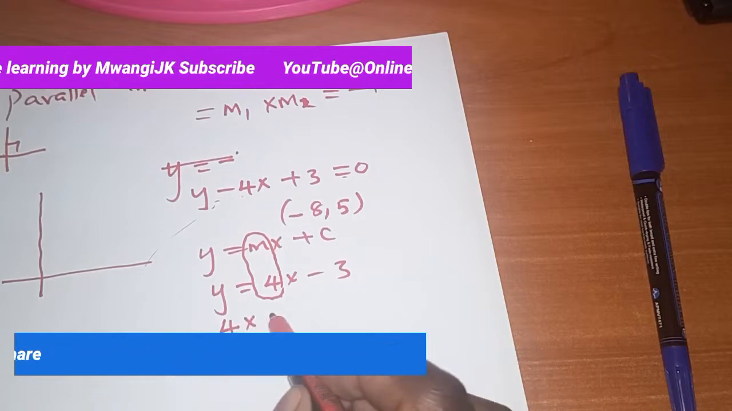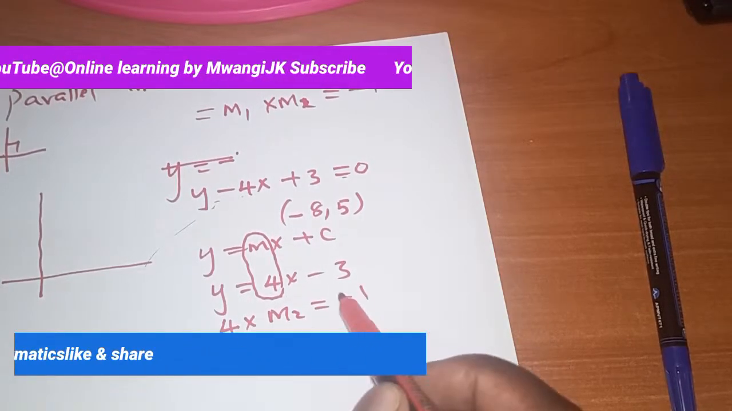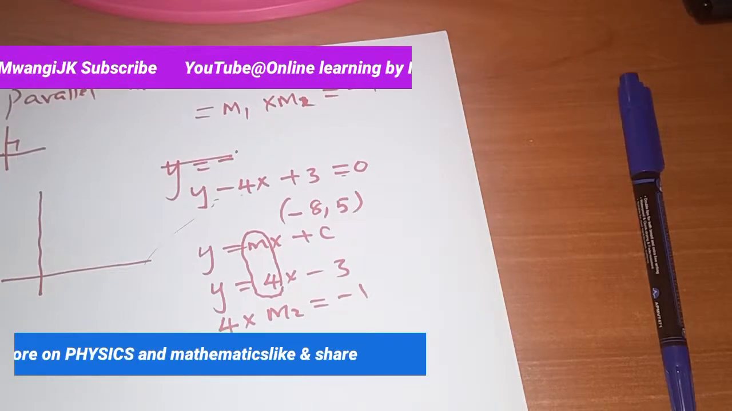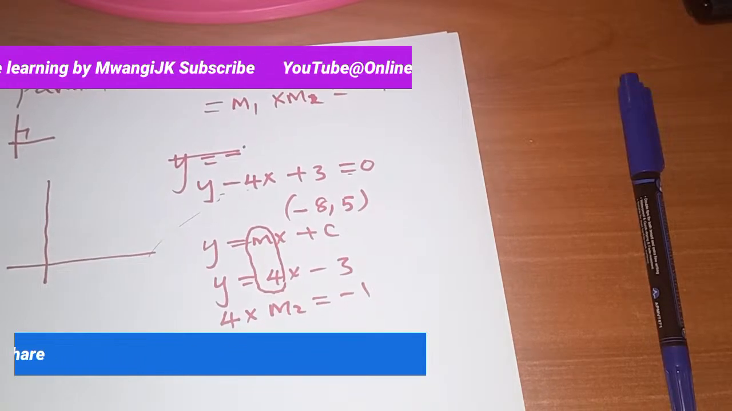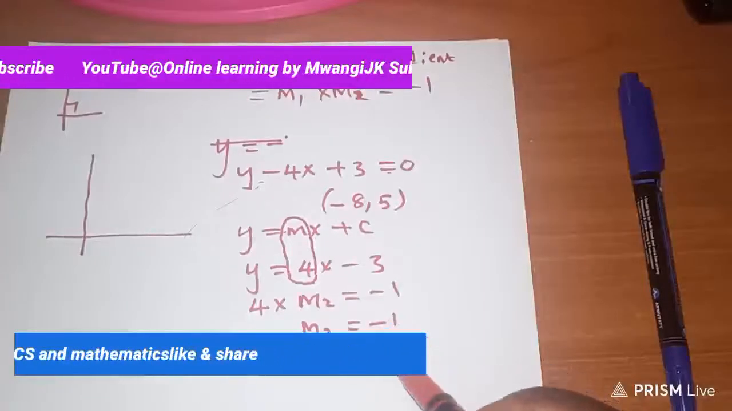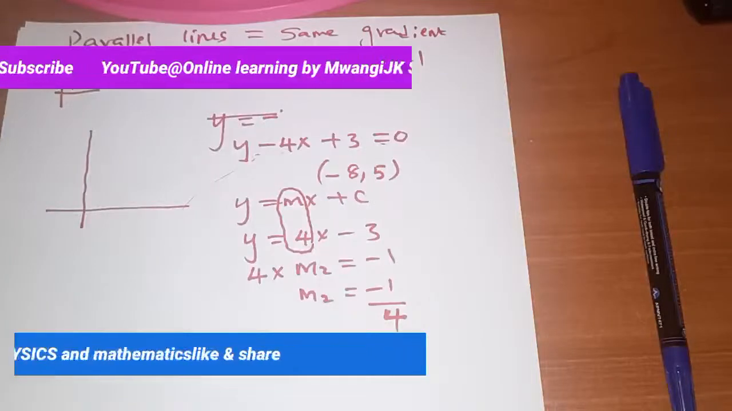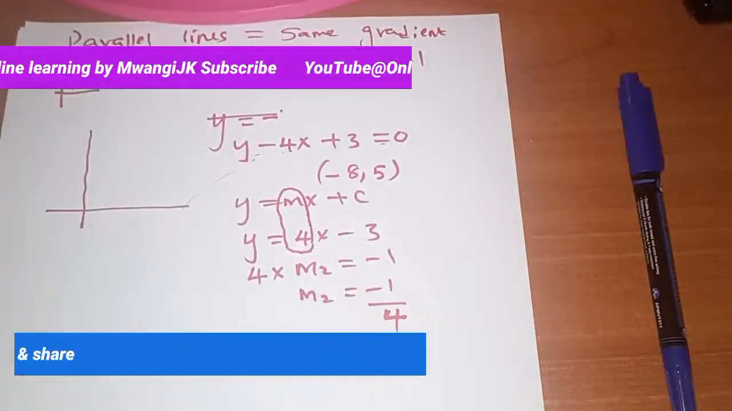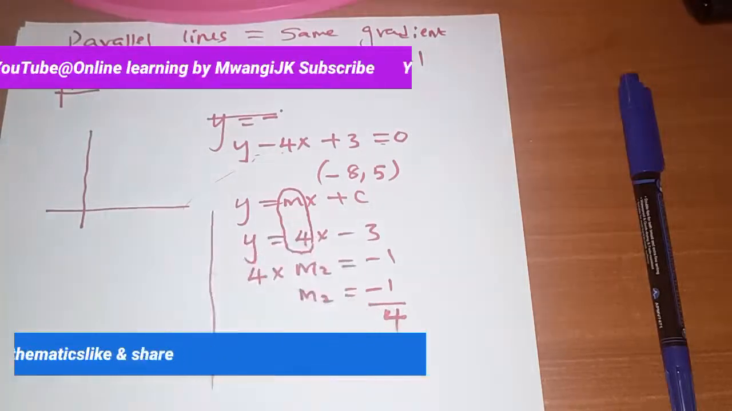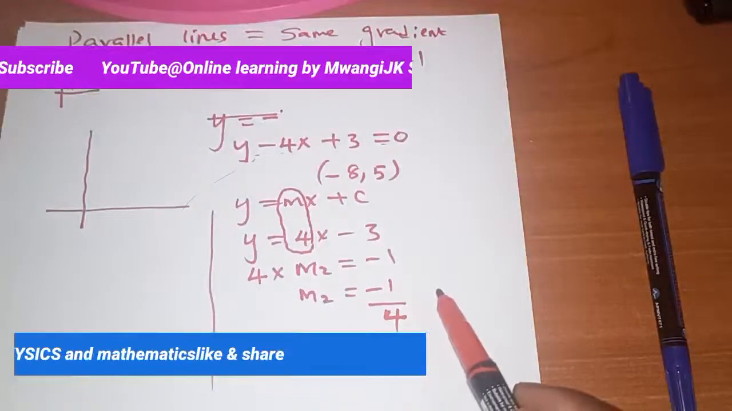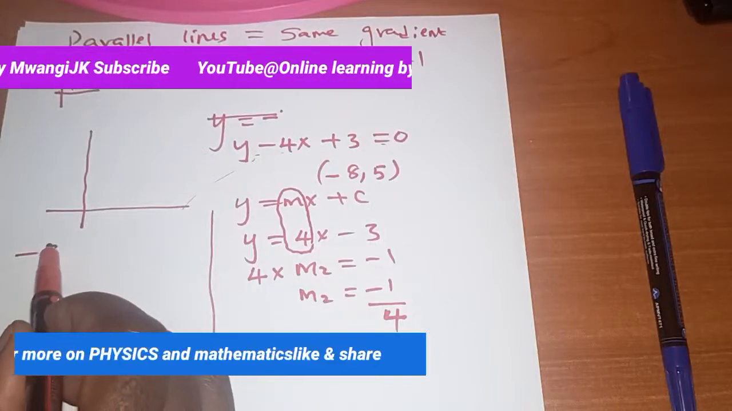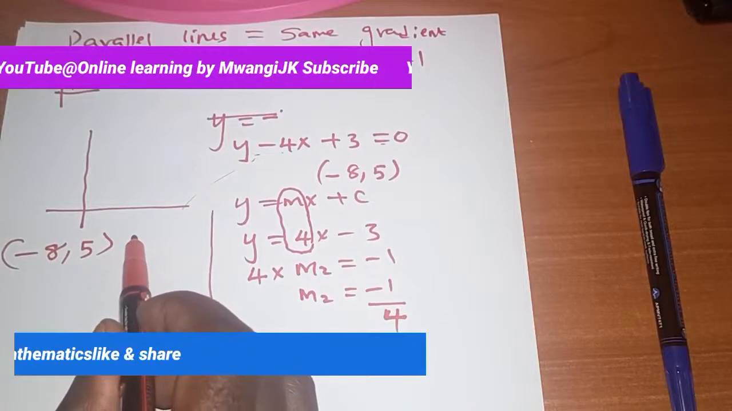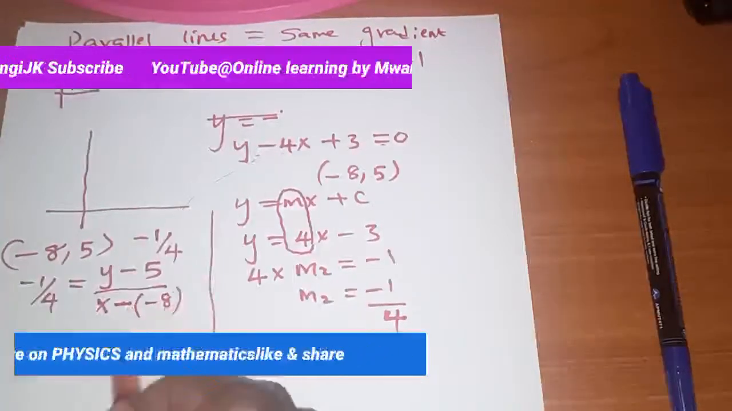So 4 times m2 should give us negative 1. The relation between perpendicular lines is that the product of their gradients is equal to negative 1, so m2 is negative 1 over 4. With that in mind, we can come up with the equation of the given line. It passes through the point negative 8, 5, and we have the gradient as negative 1 over 4.